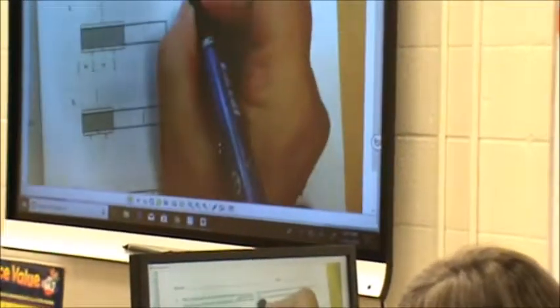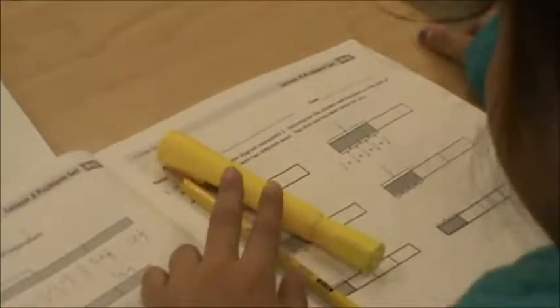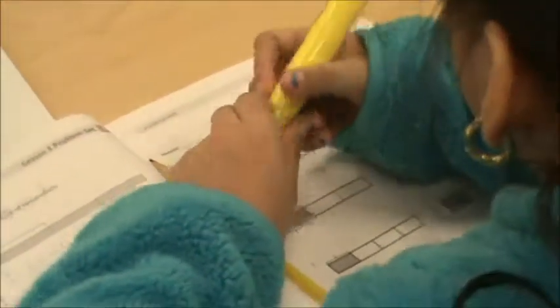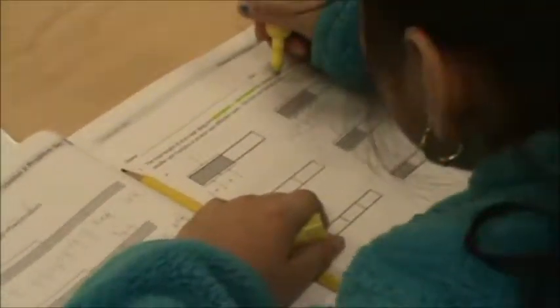It says the total length of each tape diagram represents 1. I know you have your highlighter, so highlight decompose. Decompose. What kind of unit fractions? Shaded. As a sum, I know you put a plus sign above that, of smaller unit fractions in at least 2 different ways. Let's just look at the first one, Raylan.